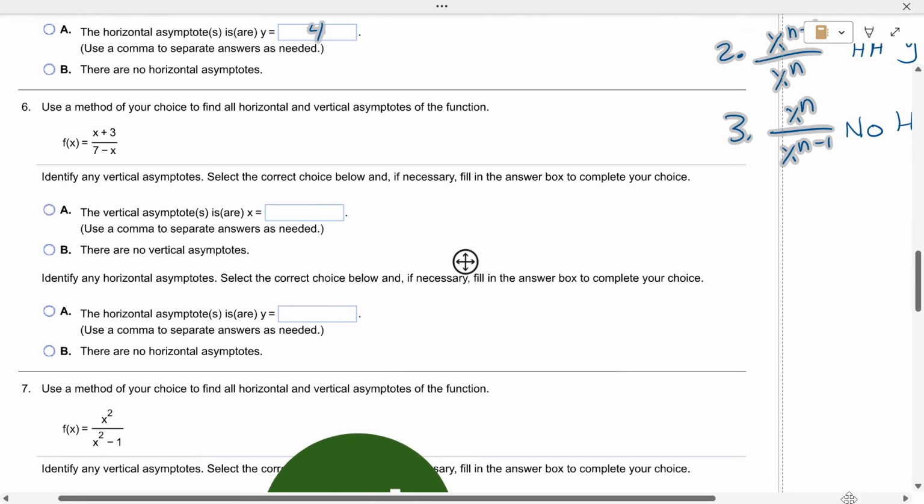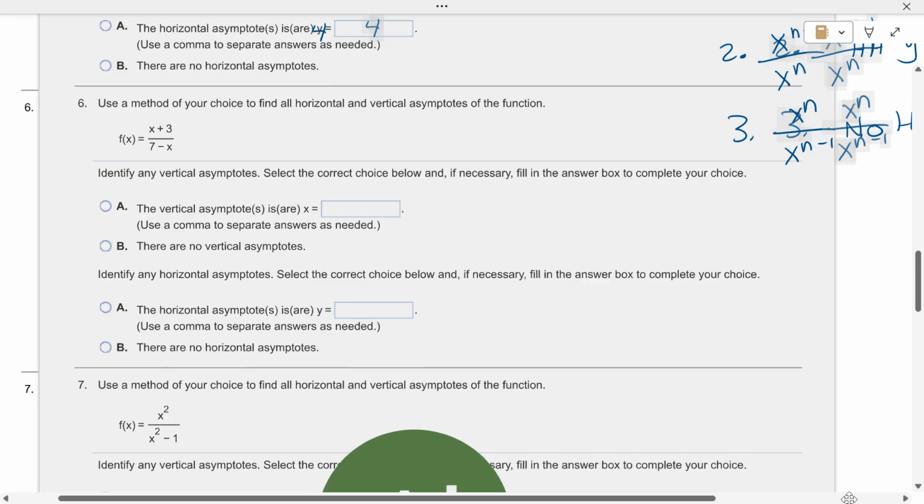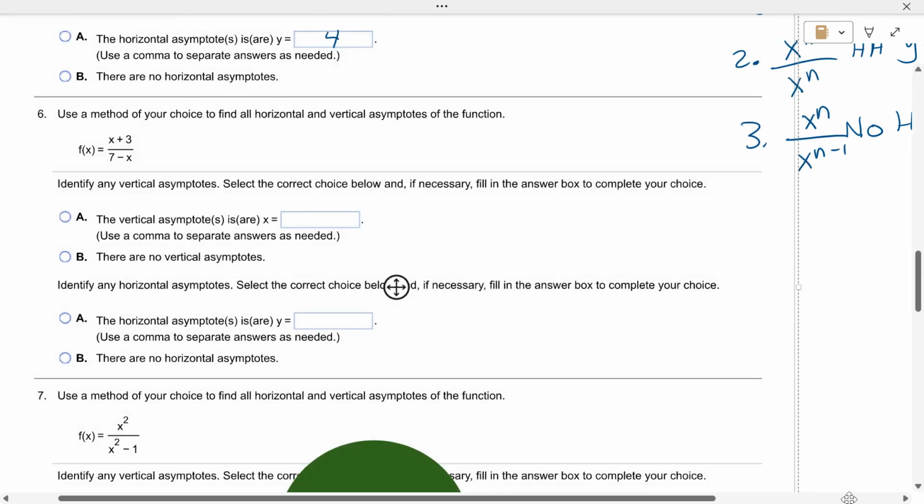This one, looking at this, what's the vertical asymptote going to be? What will make that denominator equal to 0? When x equals 7. Now, they're both x to the first, so you use the coefficients. 1 over negative 1 is negative 1. Horizontal asymptote is y equals negative 1.